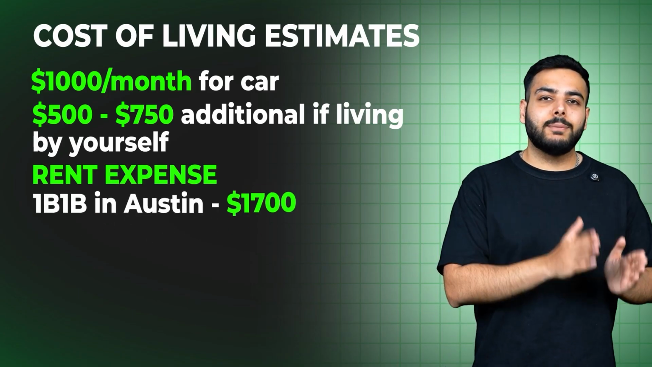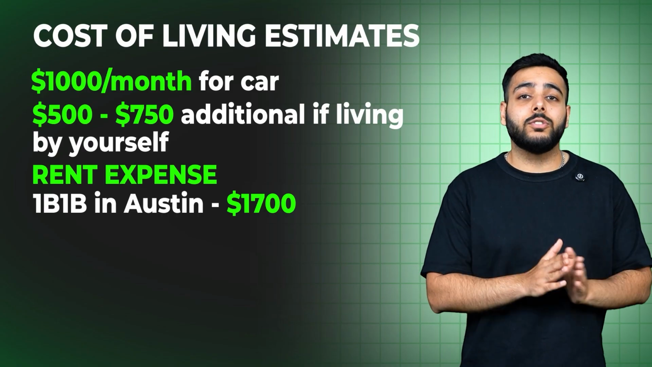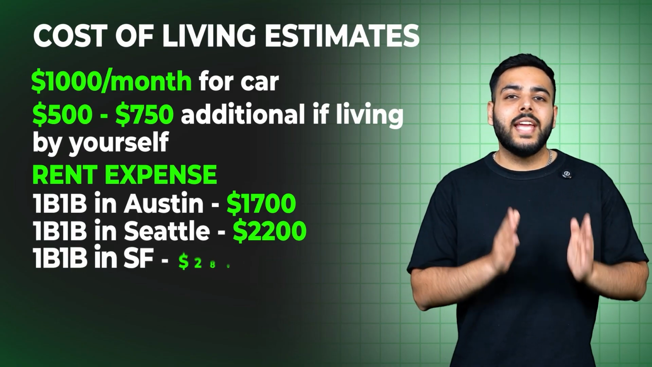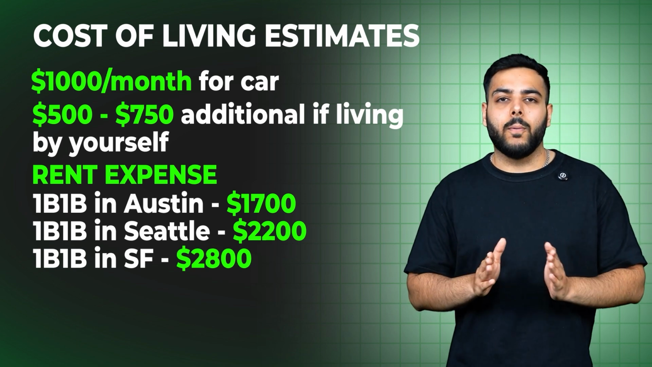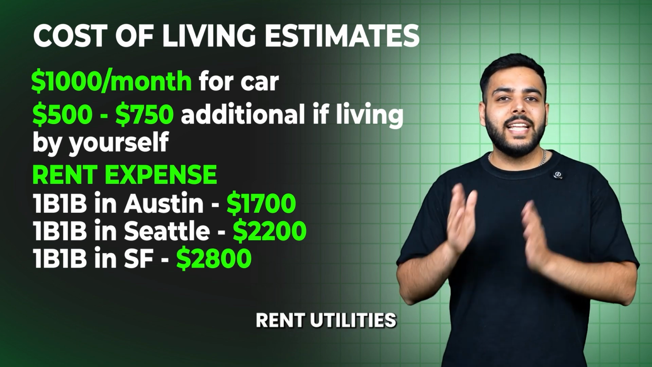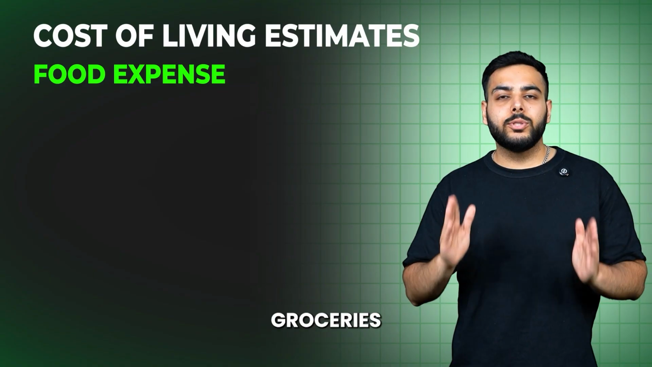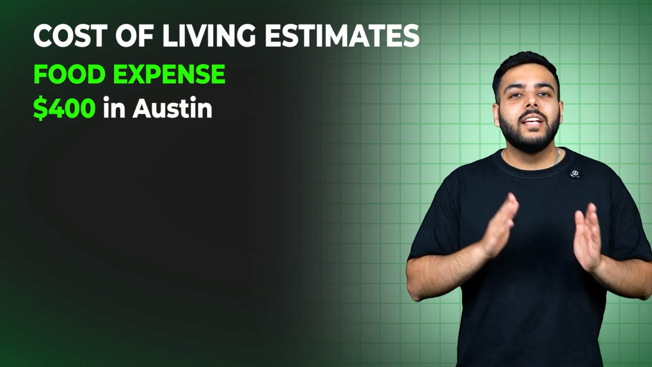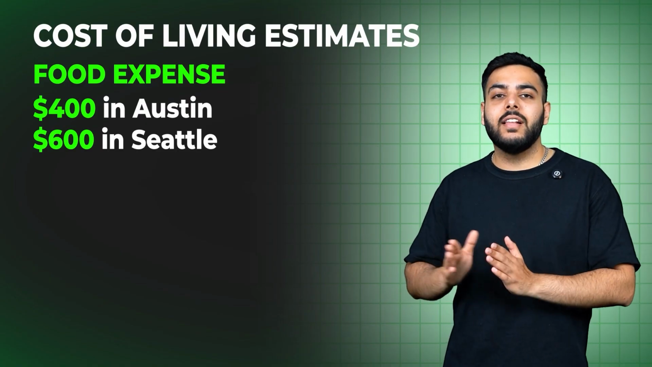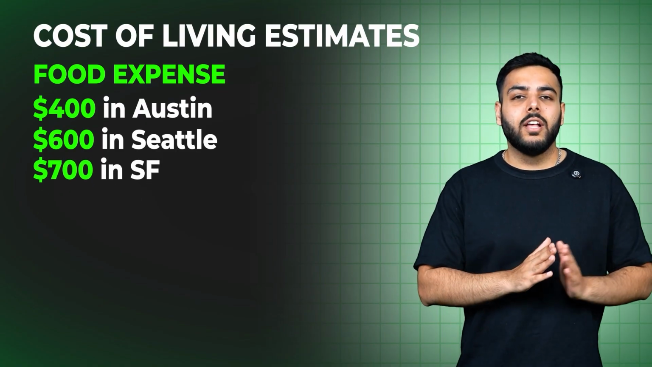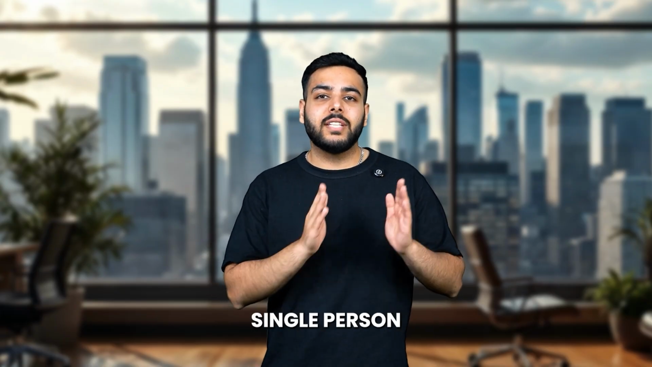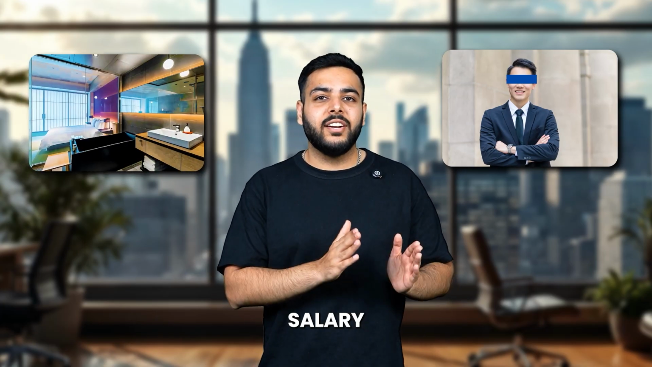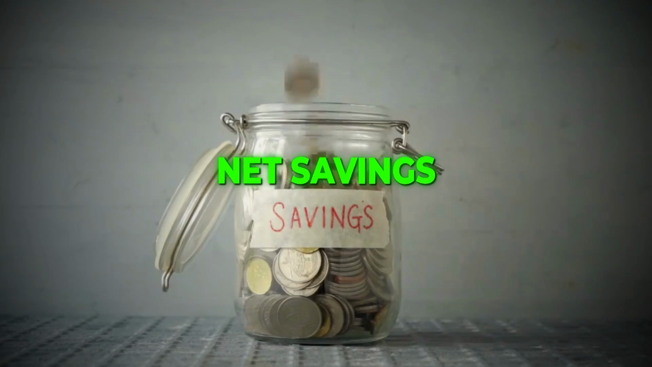Your 1-bed, 1-bath expenses will account for $1,700 on average in Austin, $2,200 on average in Seattle, $2,800 on average in San Francisco. This includes rent, utilities per month also. Your monthly groceries and eating outside will account for $400 on average in Austin, $600 on average in Seattle, $700 in Bay Area. So with this in mind, let's see for a single person living in 1-bed, 1-bath apartment, how location, salary, and expenses can lead to the net savings.